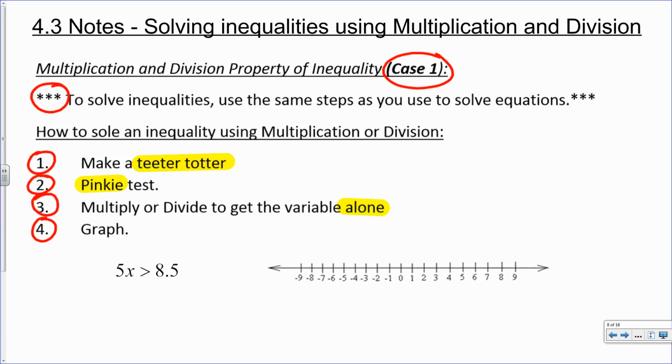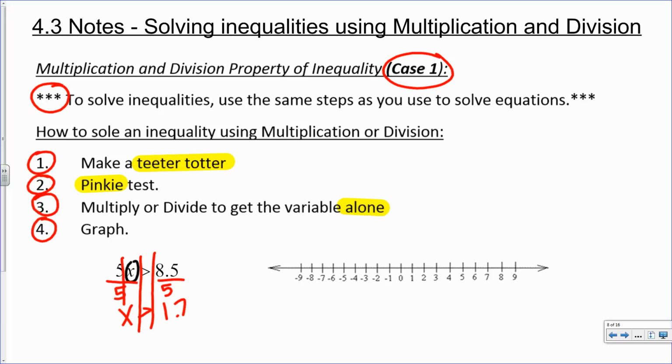So let's look at this example, which I believe is not on your notes. Here's my teeter-totter. Now I look at the x. Pinky test says to cover the x, find my x and say what's with it. There's a 5 with it, and it's being multiplied. Opposite of multiplication is division. So you're going to divide by 5 on both sides. So 5's cancel out, and then you're going to take 8.5 and divide it by 5, and you should get 1.7, and we have an x, but instead of an equal sign, I have a greater than sign in there.